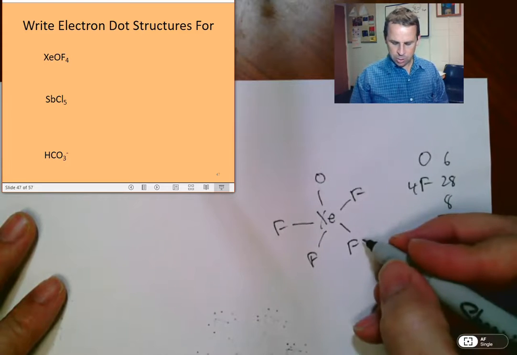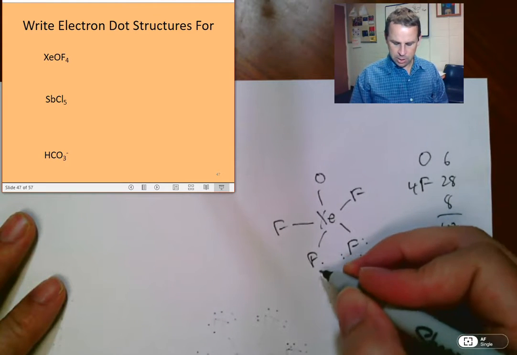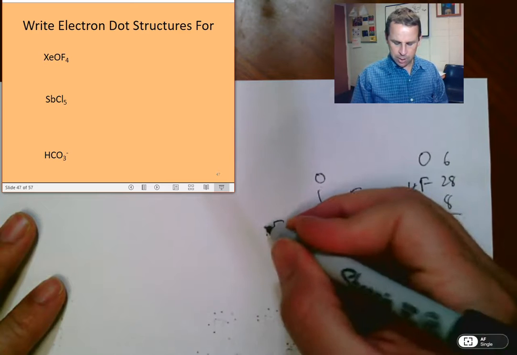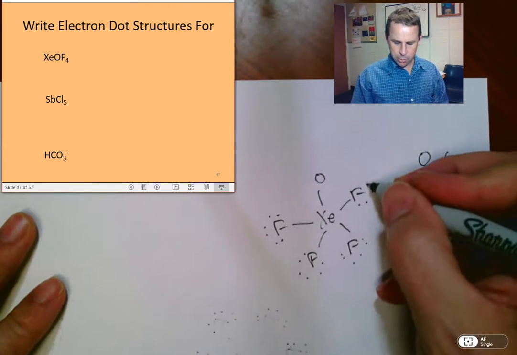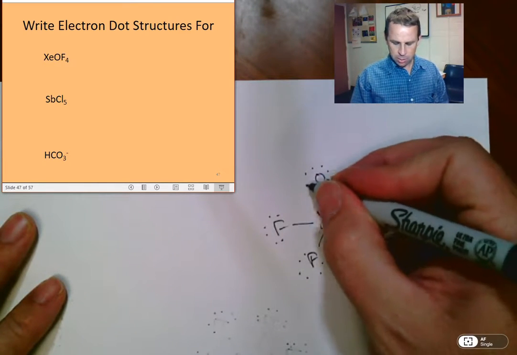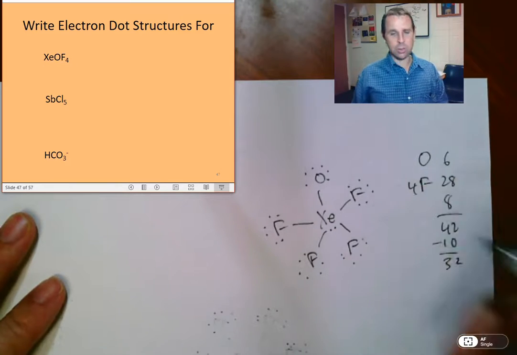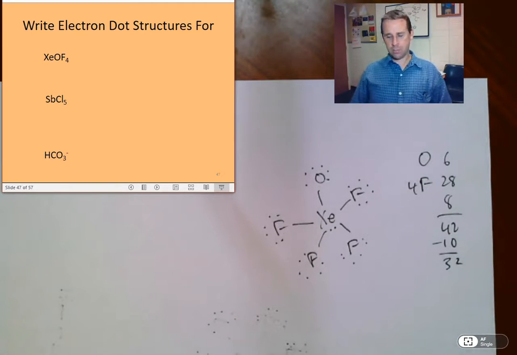So I can do 1, 2, 3, 4, 5, 6, 7, 8, 9, 10, and so on up to 30. Then it looks like I need to put 31, 32 on xenon. Okay, if you have leftover electron density, it goes onto the central atom.